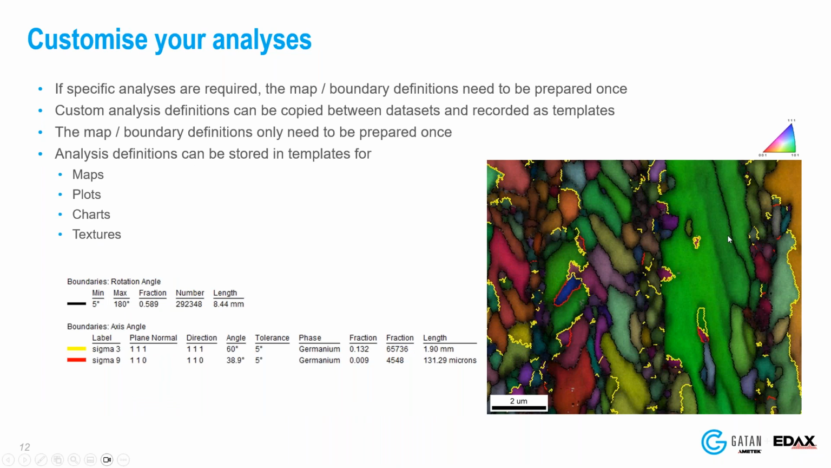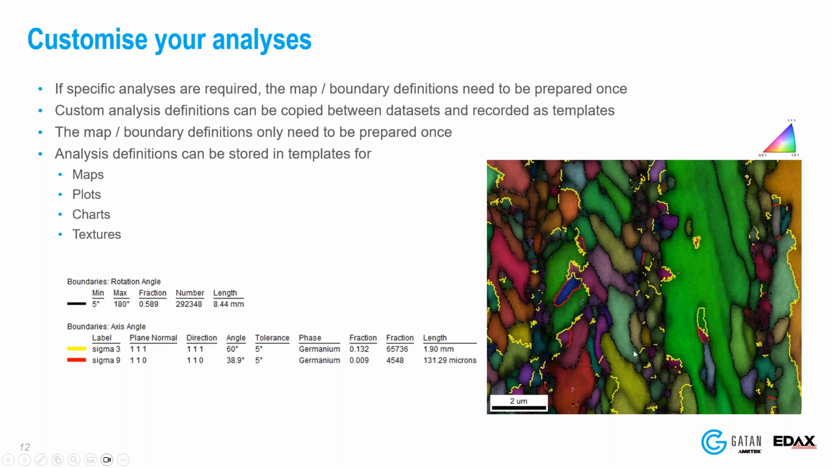With that, you can make any combination. So the map here on the right is an IQ map in the background with an IPF map on top, with different boundaries defined on top of that. And here I have the legend. Those are just high angle boundaries and two twin type boundaries, sigma 3, sigma 9.